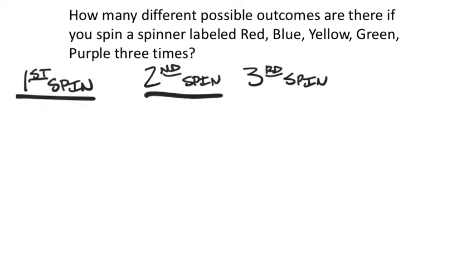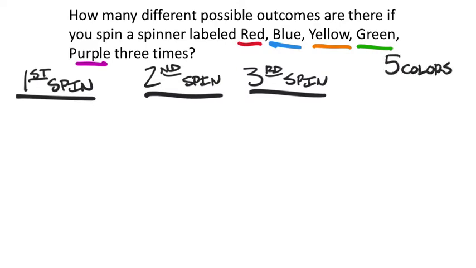Okay, so for these spins, you have options, right? Now again, we're saying that there's an equal likelihood of spinning these colors, but what colors do we got? We got red, we got blue, yellow, green, and purple. So I counted that. It's 5 colors. Okay, so the first spin, you would have 5 colors to choose from.